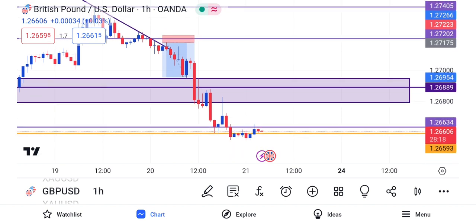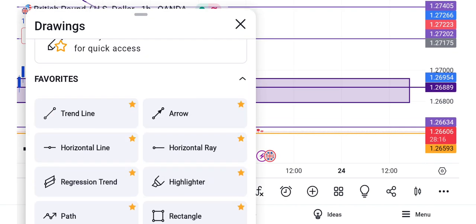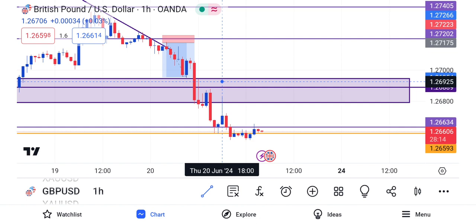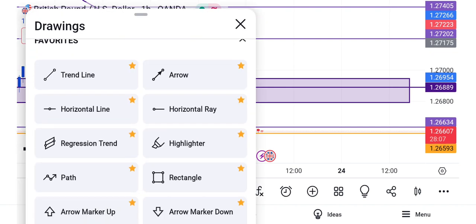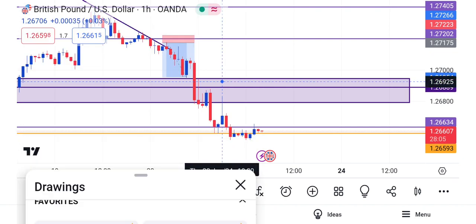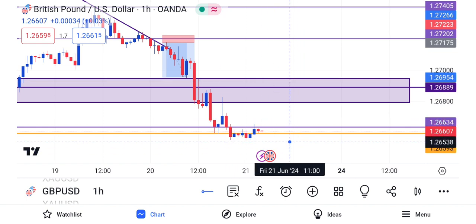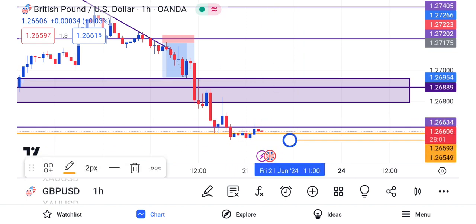Come on, man. But anyway, continuing, let's mark our lows so that we know what we're on. Let me use my horizontal ray. So this is the low we have.